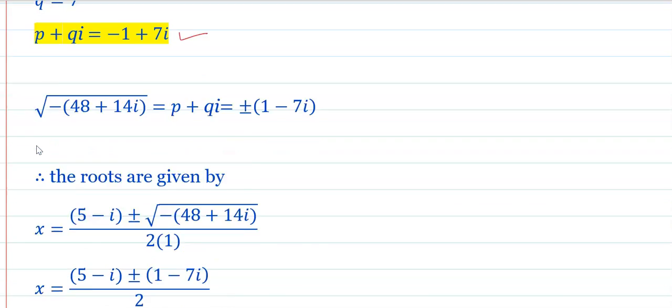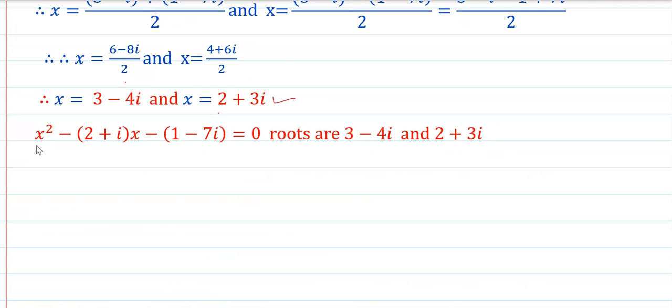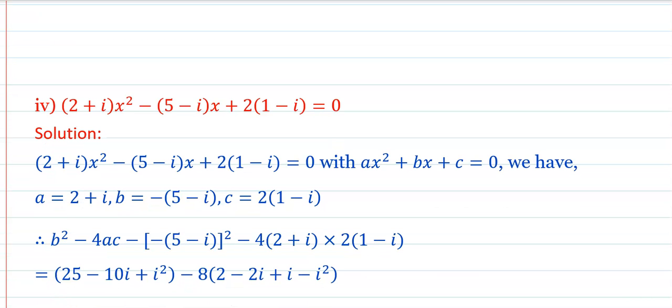Now the next example. (2 + i)x² − 5(5 − i)x + 2(1 − i) = 0.